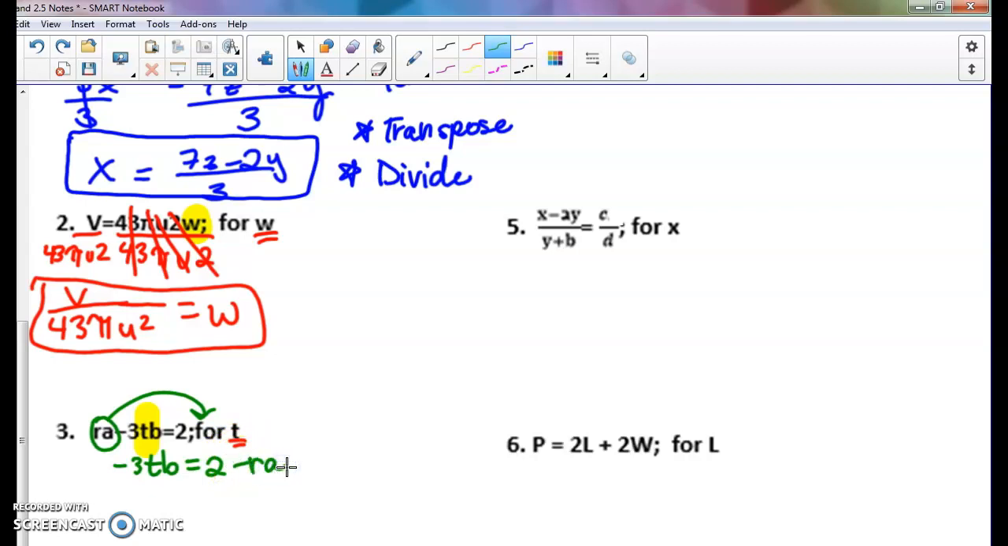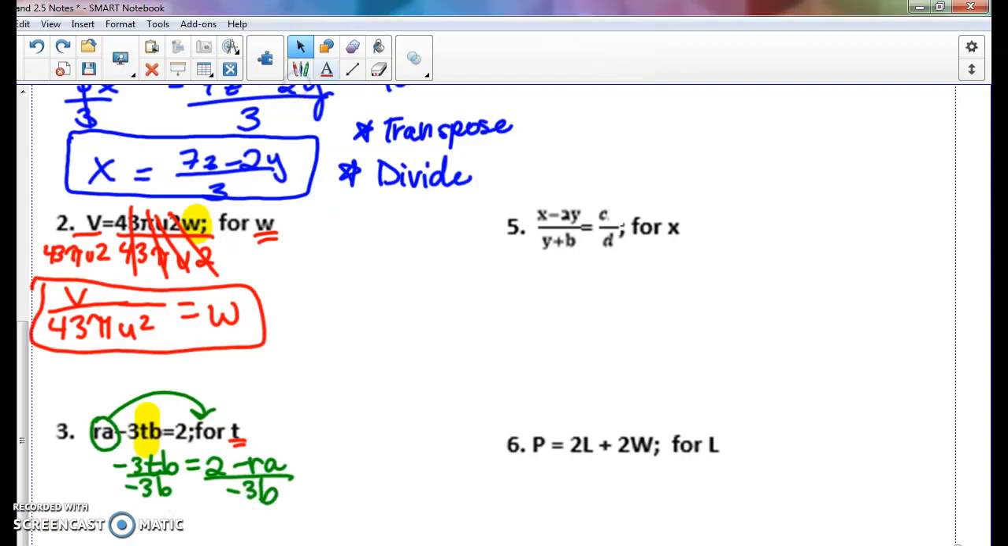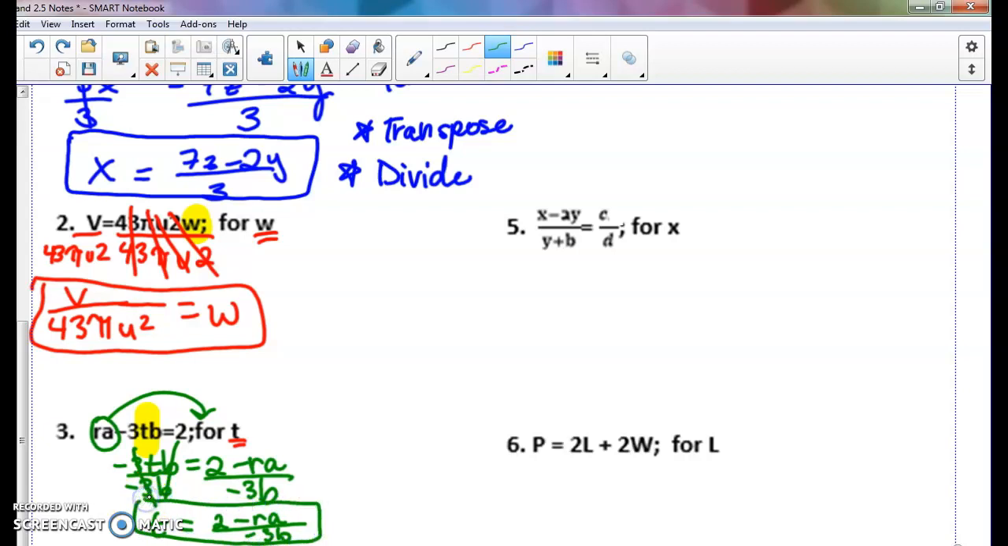Now same thing. We focus on t. What's happening to it? It's being multiplied by negative 3 and by b. So to undo that multiplication, we have to divide both sides by negative 3b. Now our negative 3's cancel, our b's cancel, and we're left with t equals. And then this whole thing doesn't reduce. We're left with 2 minus ra all over negative 3b. There you go. Sorry to barely get it to fit there, but we did, so we're all good.